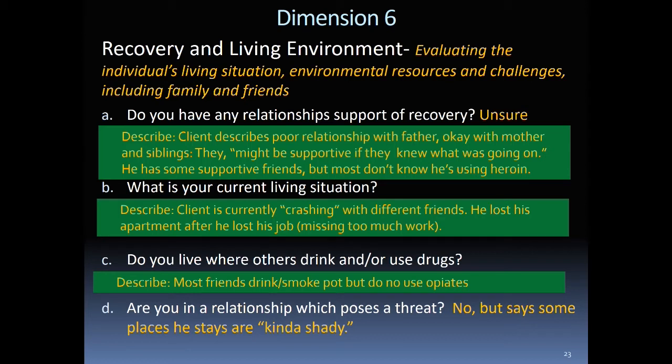B, what is your current living situation? It says client is currently crashing with different friends. He lost his apartment after he lost his job because of missing too much work. C, do you live where others drink and or use drugs? Description: most friends drink, smoke pot, but do not use opiates. And D, are you in a relationship which poses a threat? And he states no, but says some places he stays are kind of shady.